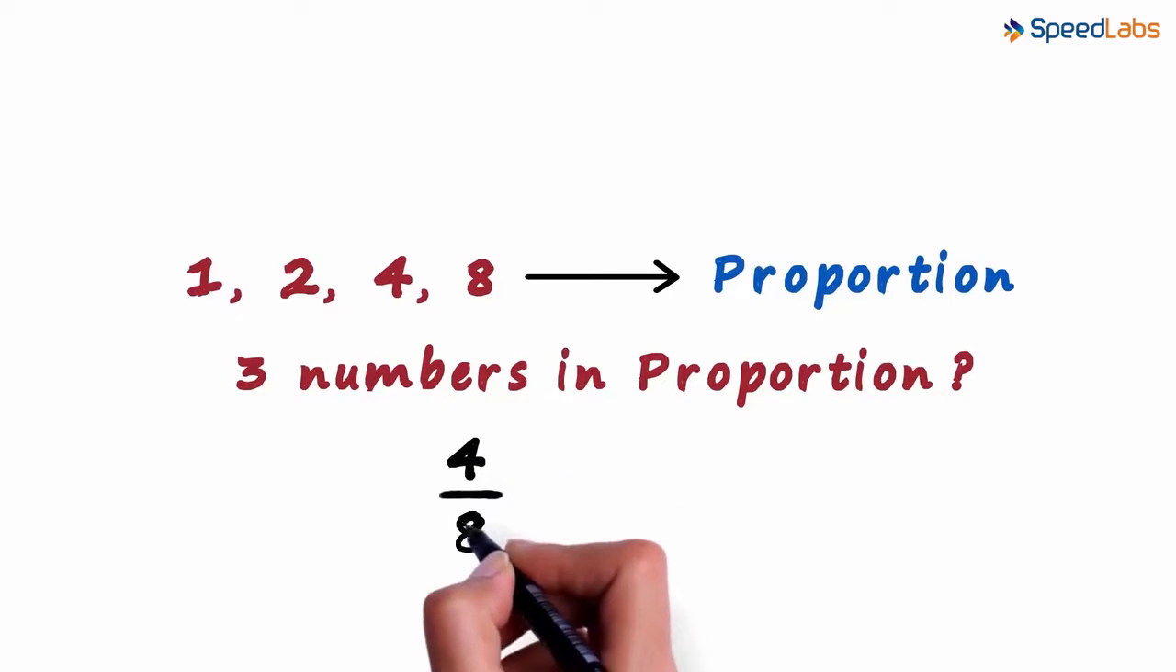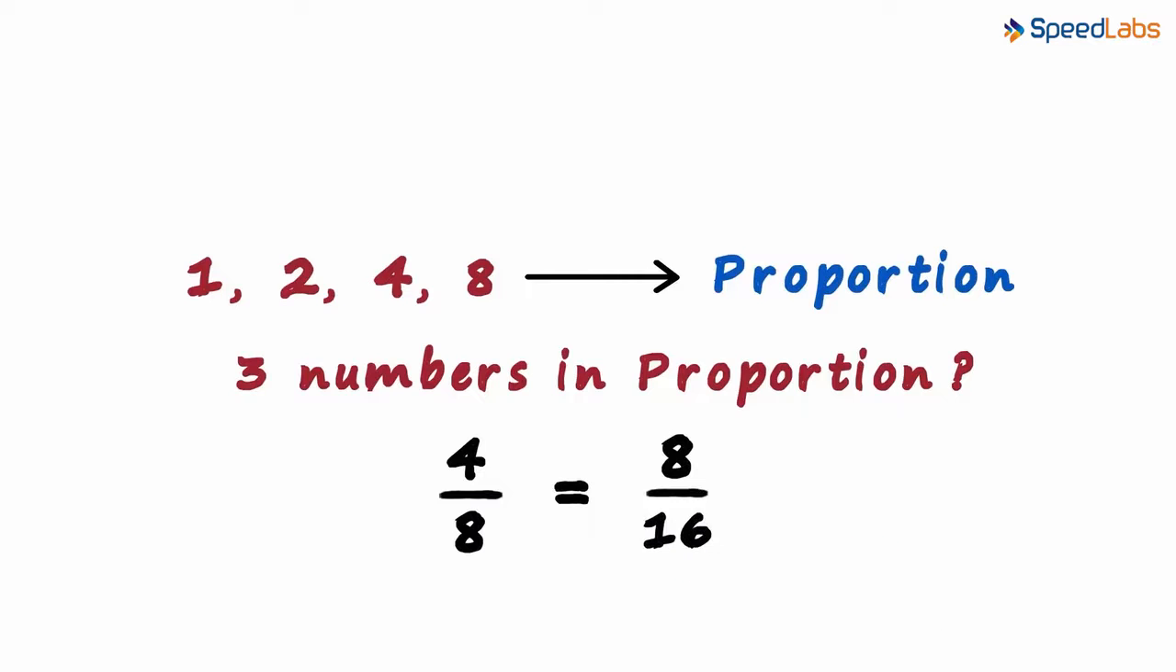We know that 4 over 8 is equal to 8 over 16. Both are equal to half. Pause the video and find out what exactly is in proportion.